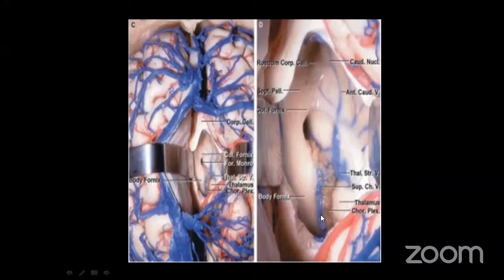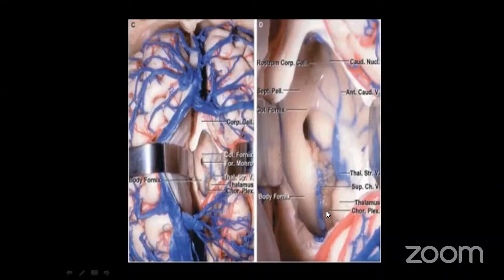Also, we have got the choroidal fissure. The choroidal fissure runs in between the thalamus and the body of the fornix. So mind it that the choroidal fissure in the floor of the lateral ventricle will be between the body of the fornix and the thalamus. If we go posteriorly in the anterior wall of atrium, this choroidal fissure will be in between the pulvinar of the thalamus and the crura of the fornix. It will go within the temporal horn as well, continuing between the fimbriae of the fornix.